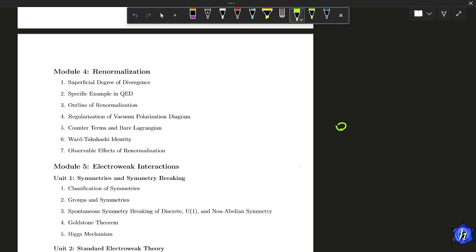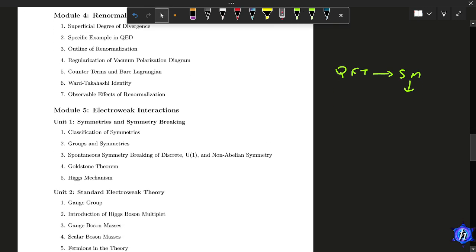So now we are proceeding from QFT to the standard model of particle physics. We won't go into the detail, of course, because particle physics is a course itself. In this module 5, we are going to briefly see some of the phenomena that you might have heard of, such as the Higgs mechanism, the Nobel Prize winning mechanism. So we might see this as well.